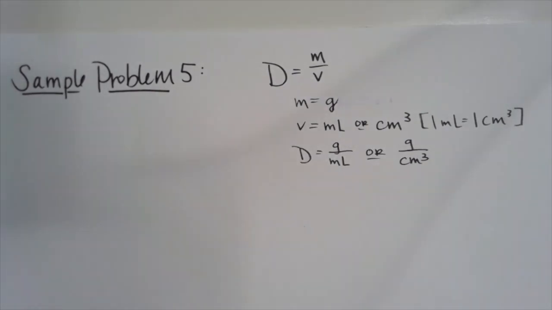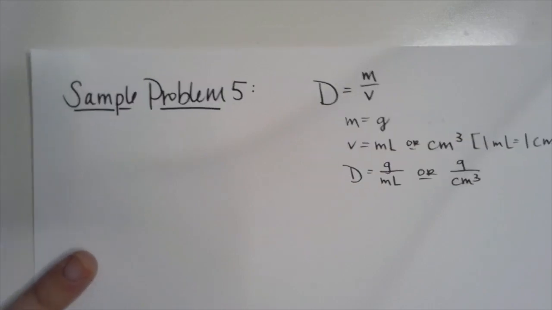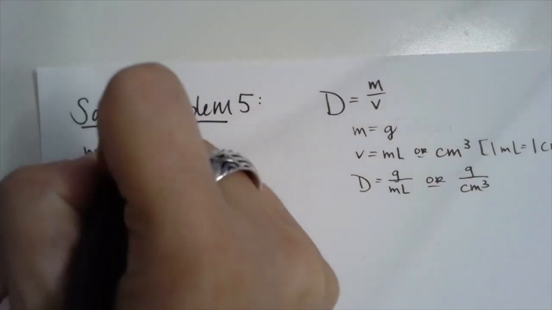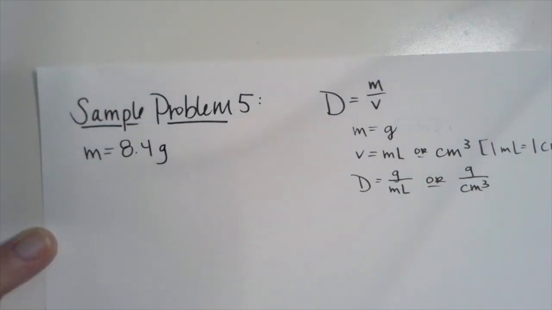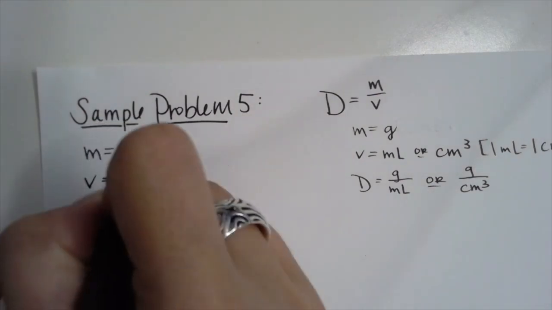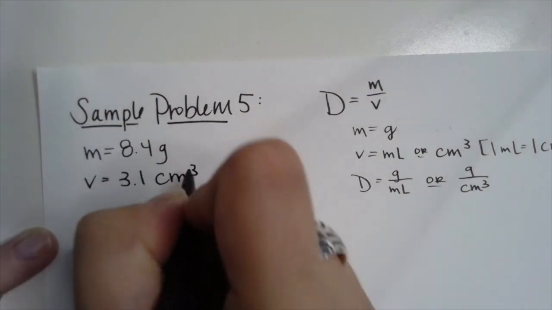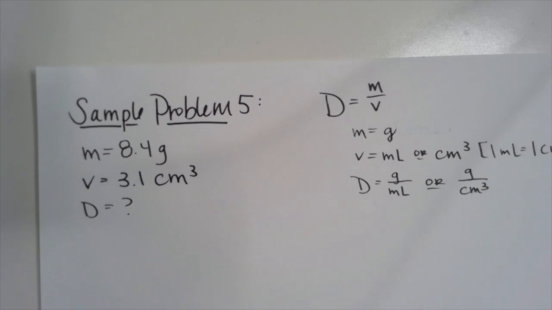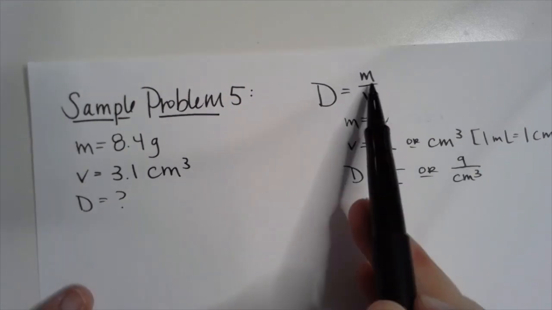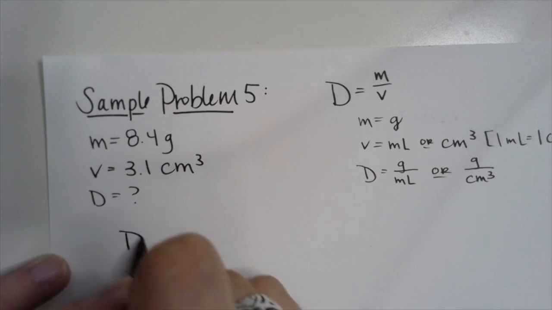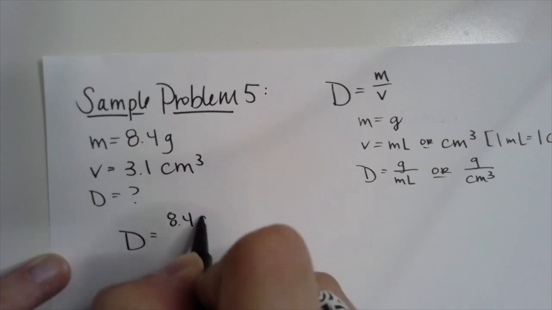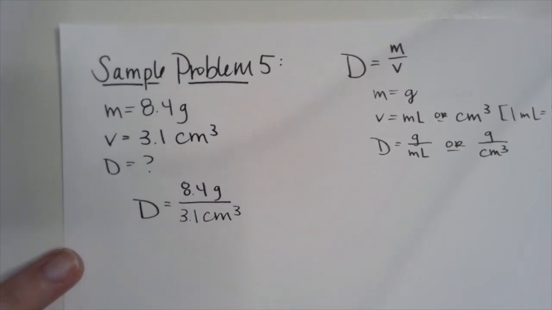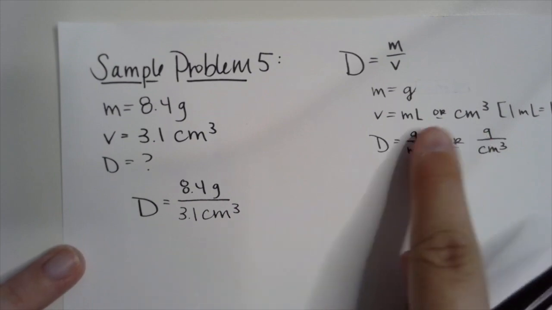So sample problem 5. A sample of aluminum metal has a mass of 8.4 grams. The volume is 3.1 centimeters cubed. What is the density? So we want to find density here. This one's pretty easy because we're just going to plug in mass divided by volume. So D equals the mass, which is 8.4 grams, divided by the volume, which is 3.1 centimeters cubed. Now, those are interchangeable, so it's okay. We're just going to leave it the way it is.